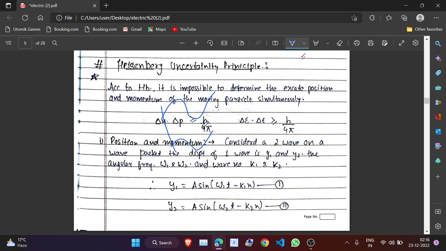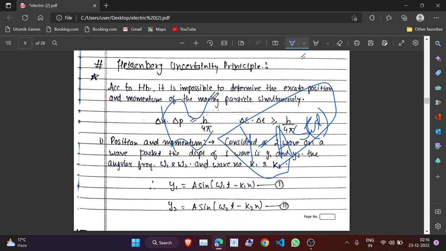If we talk about waves, we can write the equation of a wave. The basic equation of a wave is y is equal to a sine omega t. A sine omega t is a basic equation for each and every wave.